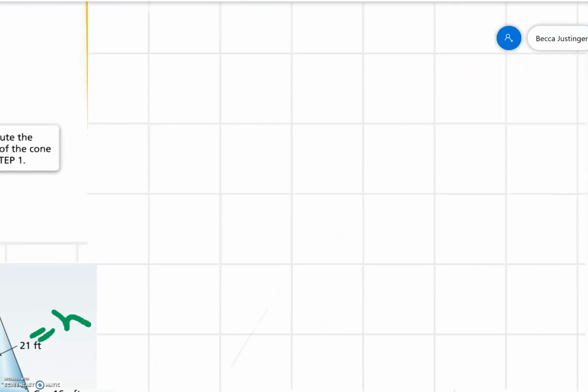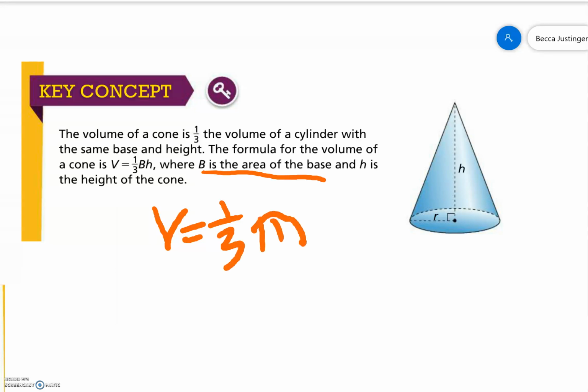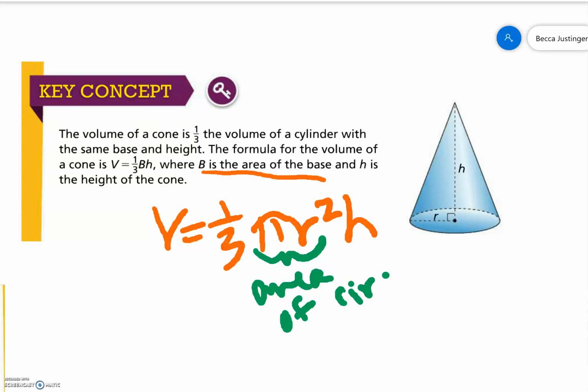Okay, key concept. The volume of a cone is 1/3 the volume of a cylinder with the same base and height. The formula for volume of a cone is 1/3 big B h, where B is the area of the base, and here the base is a circle. So volume equals 1/3 pi r squared h. So remember, this pi r squared is the area of a circle.